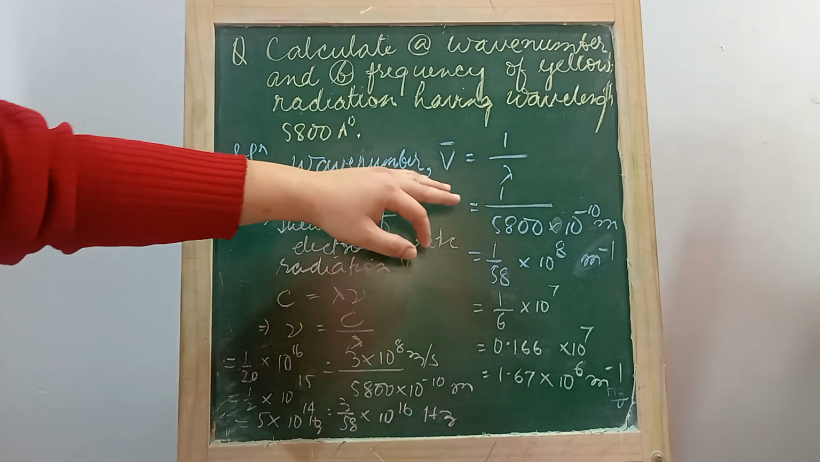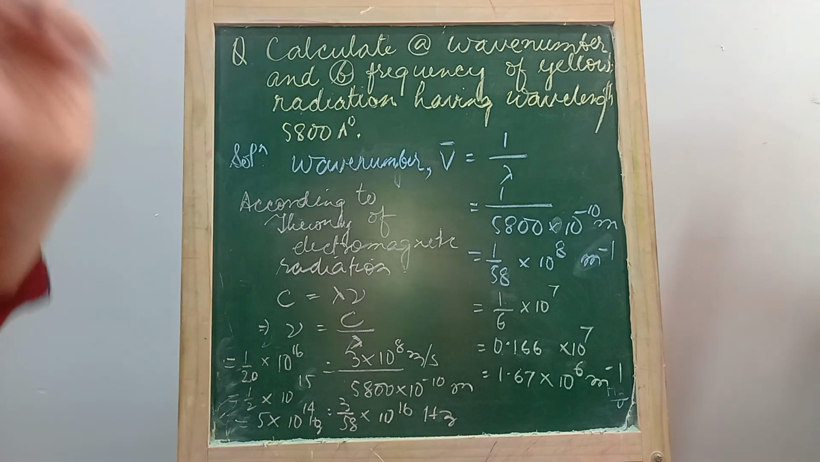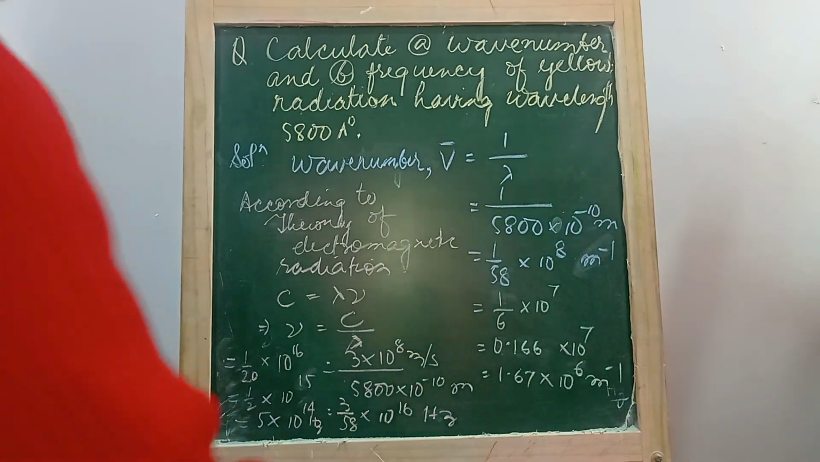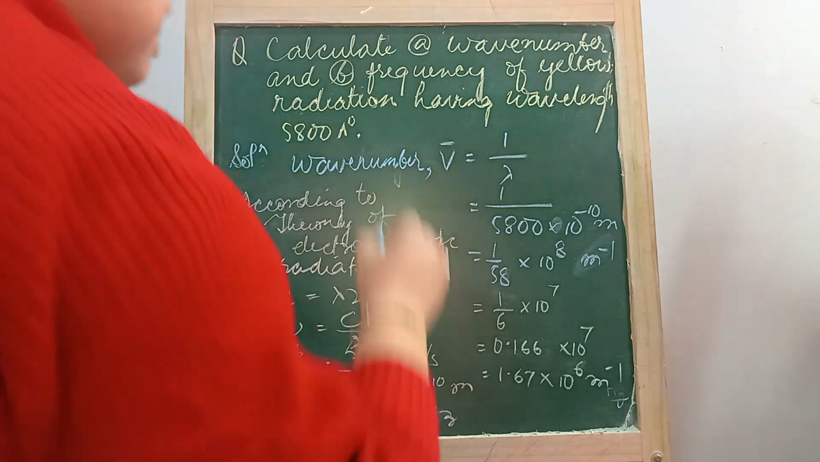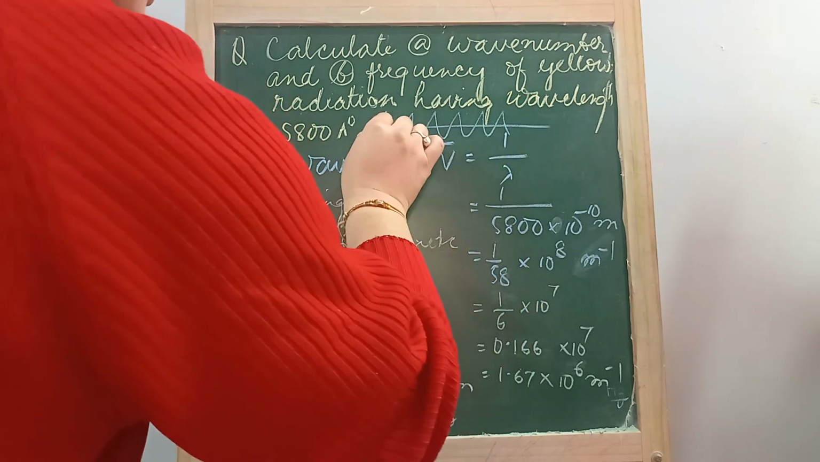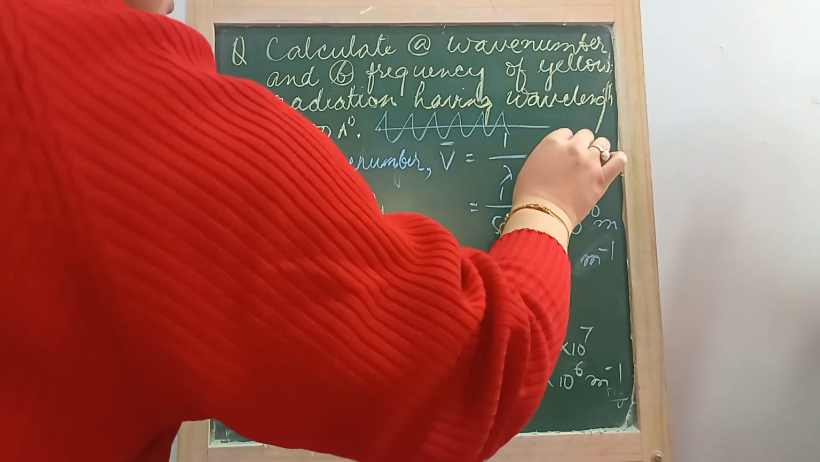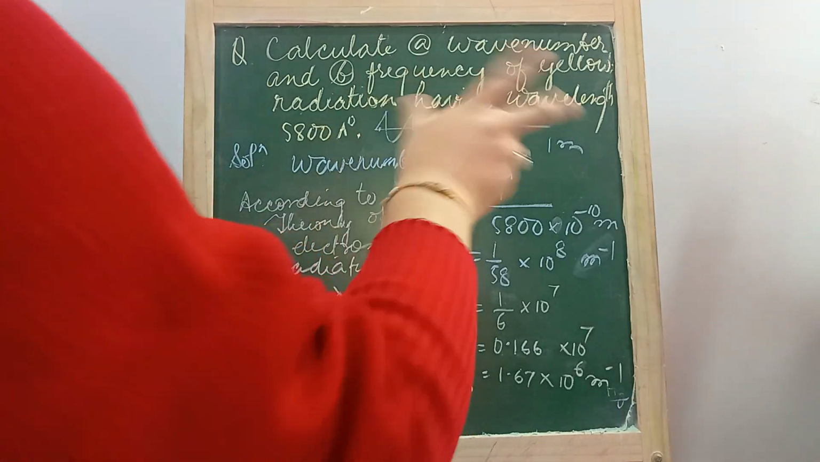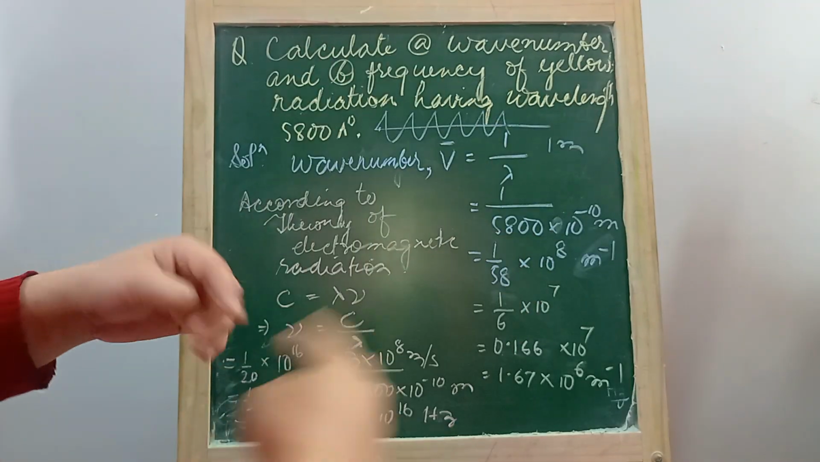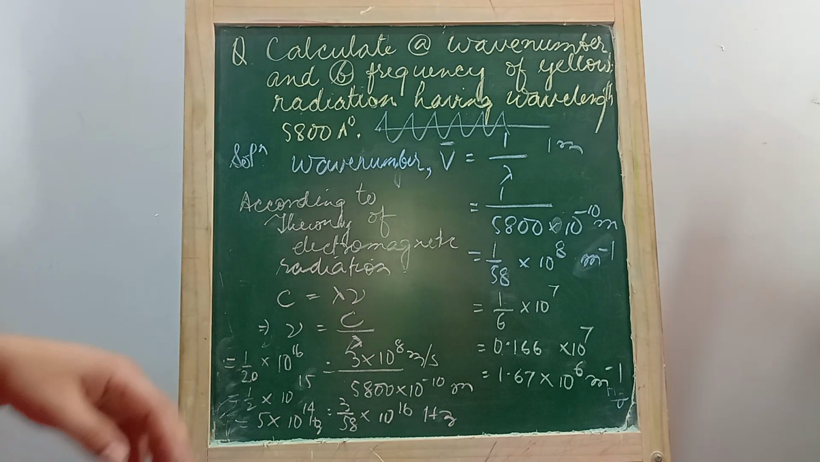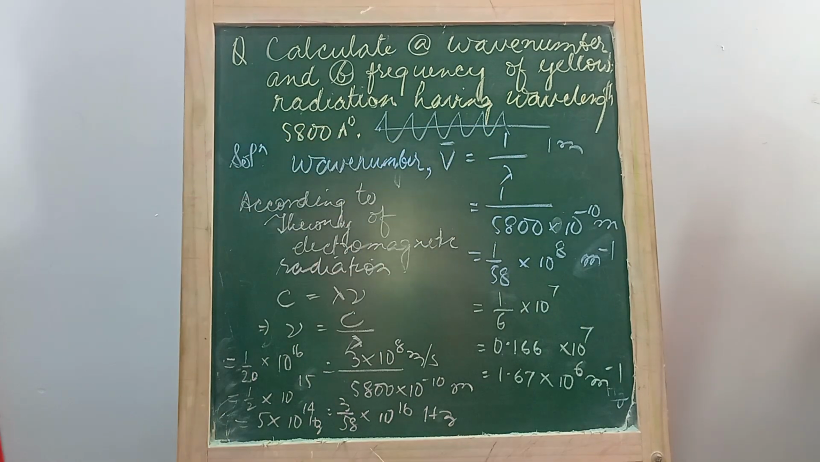What's the wave number? It's denoted by the symbol ν with a bar above it. It's the number of waves present in unit length, say 1 meter or 1 centimeter. How many waves are there in unit length? That is called wave number, and it is the reciprocal of wavelength.